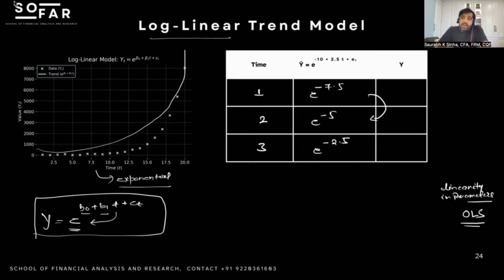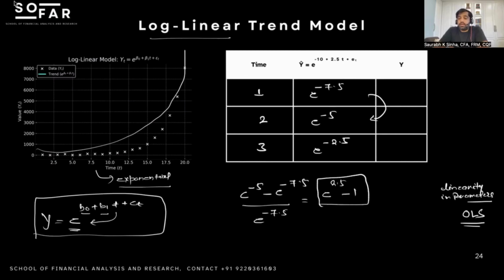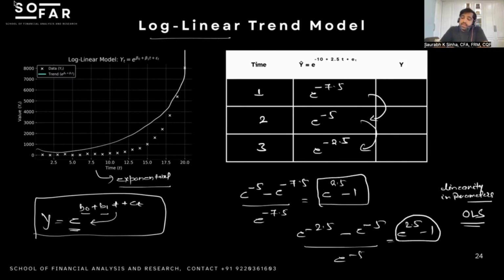So, the current value minus the initial value: e to the power minus 5 minus e to the power minus 7.5, upon e to the power minus 7.5, is equal to what? E to the power 2.5 minus 1. What is the difference between the two? E to the power minus 2.5 minus e to the power minus 5, upon e to the power minus 5. This will again be e to the power 2.5 minus 1. Can you see that it is increasing by a constant growth rate?